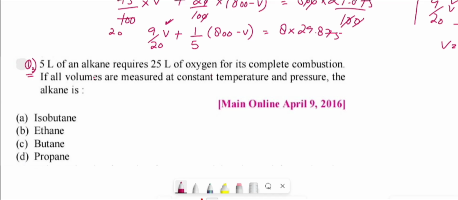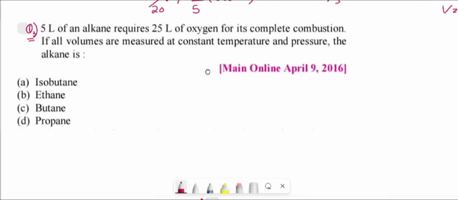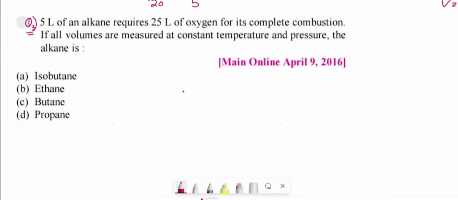In a combustion reaction, what happens? The alkane reacts with oxygen to produce carbon dioxide and water. It's so obvious. For its complete combustion, if all volumes are measured at constant pressure and temperature, is the alkane isobutane, ethane, butane, or propane?